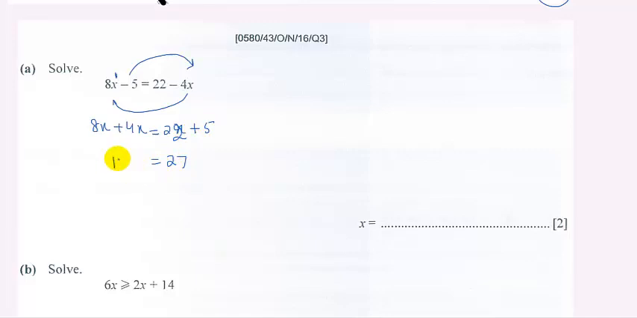So 22 plus 5 is 27. Here it is 12x. So x will be 27 over 12. Convert it into a mixed fraction: 12 goes into 27 twice, 24, leaving 3 over 12. This can further be simplified. So it is 2 and 1 over 4.